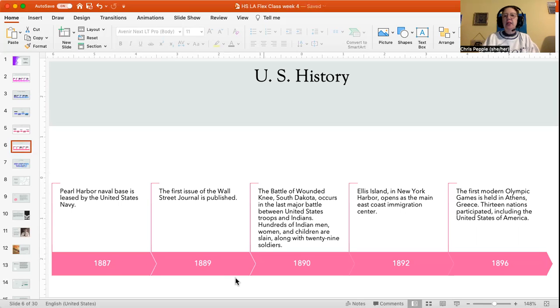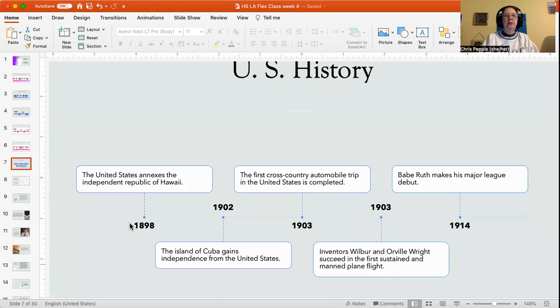1892, we get Ellis Island, official immigration center. Lots of immigrants coming from around the world. And in 1896, I know this is an international thing, but we participated in the first modern Olympic Games held in Athens, Greece. 13 nations, including the United States, sent athletes. 1898, the United States annexes the independent Republic of Hawaii. 1902, Cuba gains independence from the United States.